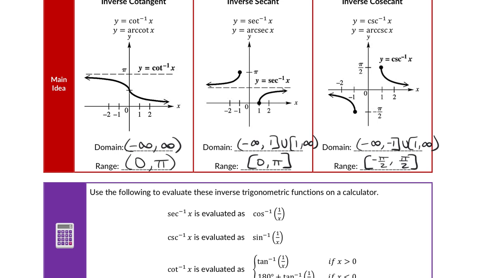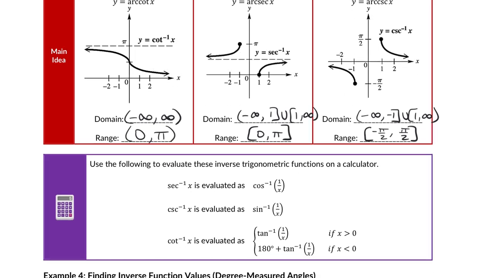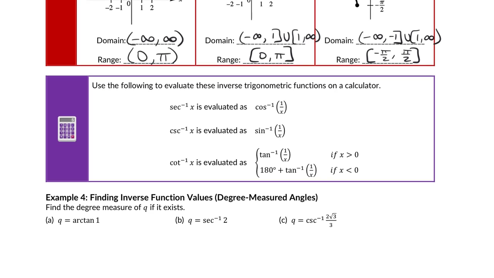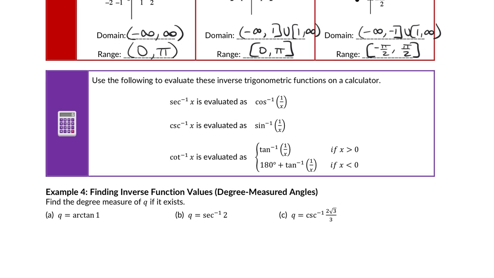I'm not really as concerned with the graphs themselves. I'm concerned with us being able to use them, similar to how we just did this with our unit circle. So to evaluate the inverse trig functions on a calculator or on your unit circle, secant inverse is evaluated as inverse cosine of 1 over x. So whatever number is inside the inverse secant function, you're going to use its reciprocal. Then you can do the inverse cosine. Same thing for cosecant and sine. Same thing for cosine and tangent.